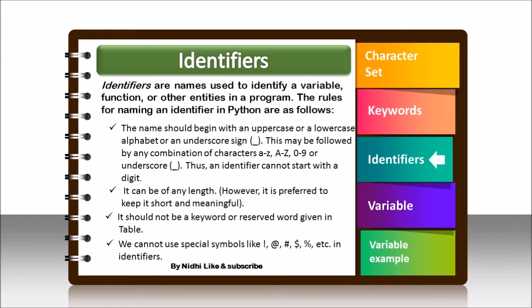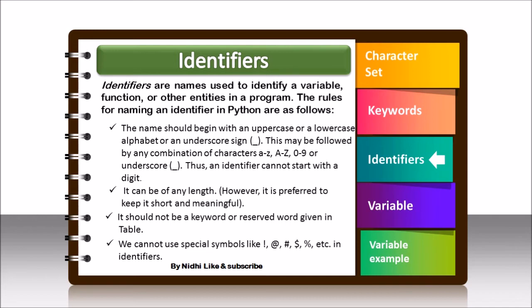Next topic is identifiers. An identifier is the name we give to a variable or other programming entities like functions in a program, and we have to follow specific rules for naming. The rules for naming an identifier in Python are given here. First rule: the name should begin with an uppercase or a lowercase alphabet. That means the name of an identifier always starts with an alphabet, either uppercase, that is capital, or lowercase, or else it should be an underscore. If it starts with an alphabet or underscore, then it is a valid name.